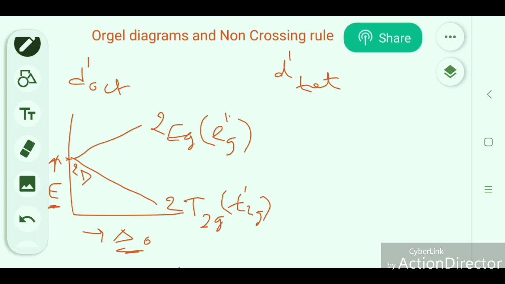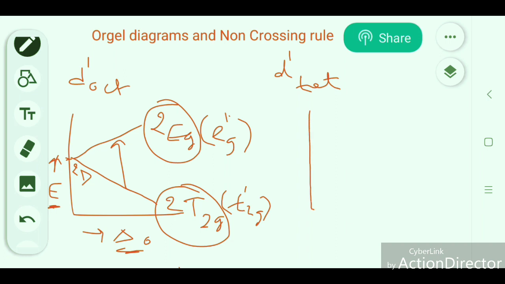These diagrams describe the transition between d-d or different configurations. So there is the possibility of only one transition, that is from 2T2g to 2Eg. So only one peak will be observed in the spectra of d1 configuration of an octahedral complex.